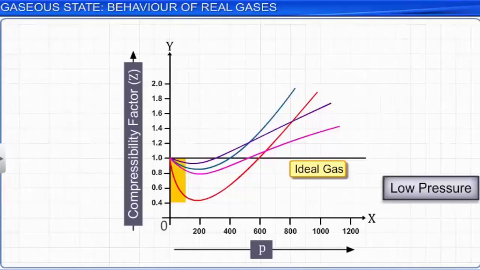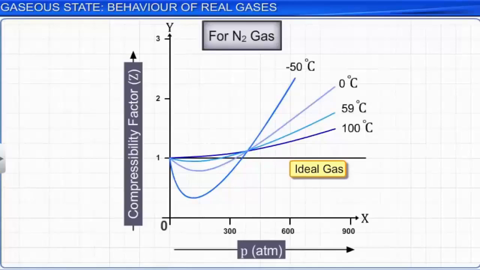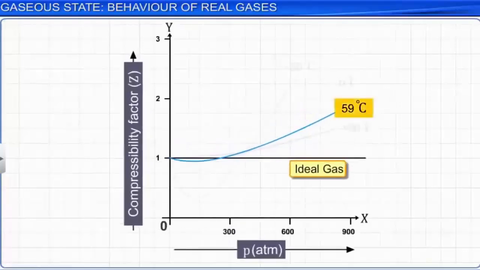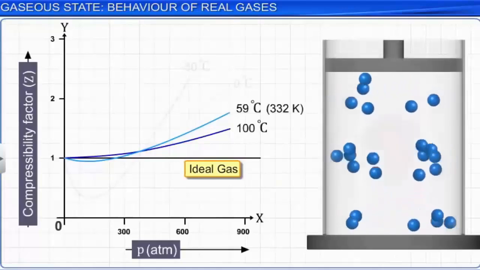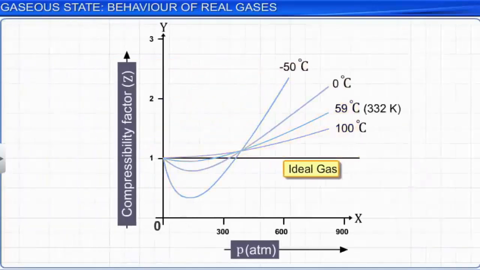The graph shown here depicts the effect of temperature on the deviations shown by nitrogen gas. The temperature at which a real gas obeys ideal gas laws over an appreciable range of pressure is known as Boyle temperature or Boyle point. The Boyle point depends upon the nature of the gas. The Boyle temperature of nitrogen is 332 Kelvin. Above Boyle temperature, real gases are difficult to compress and the Z value is greater than 1. Below Boyle temperature, real gases first show a decrease in the value of Z, then reach a minimum, and with the increase of pressure, the Z value increases continuously. Thus, at low pressure and high temperature, gases show ideal behavior.